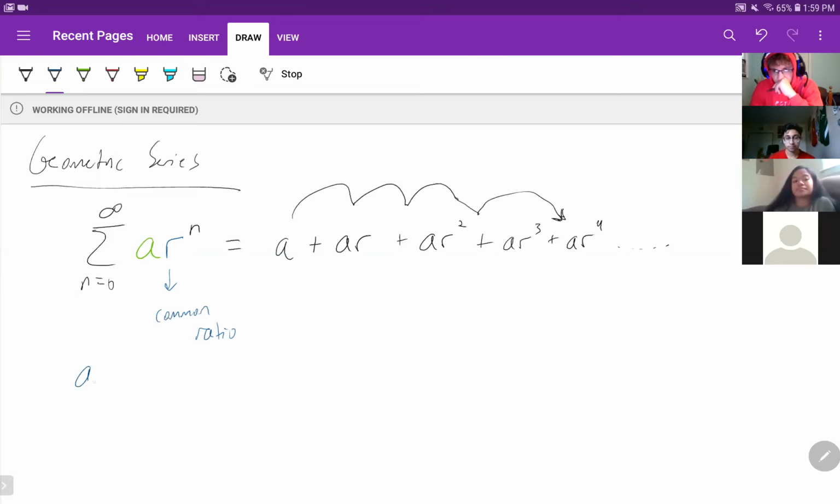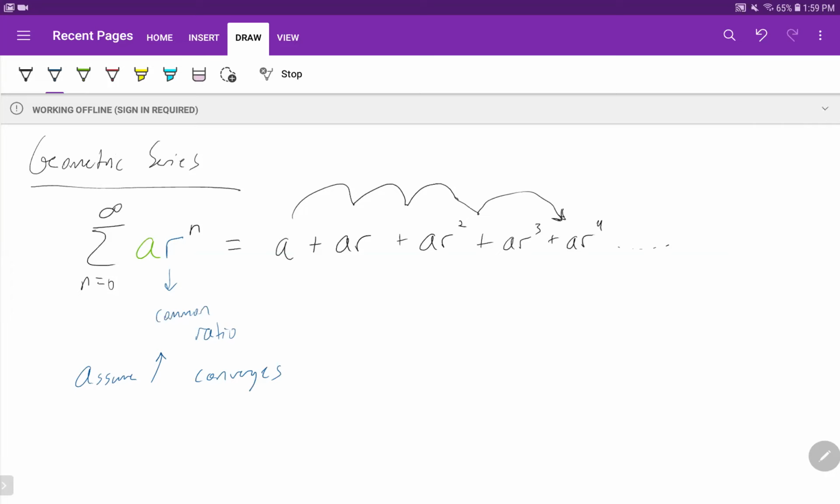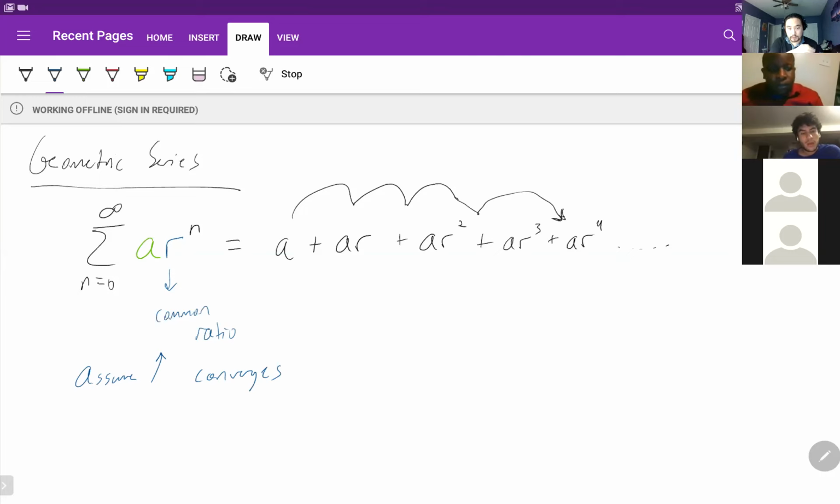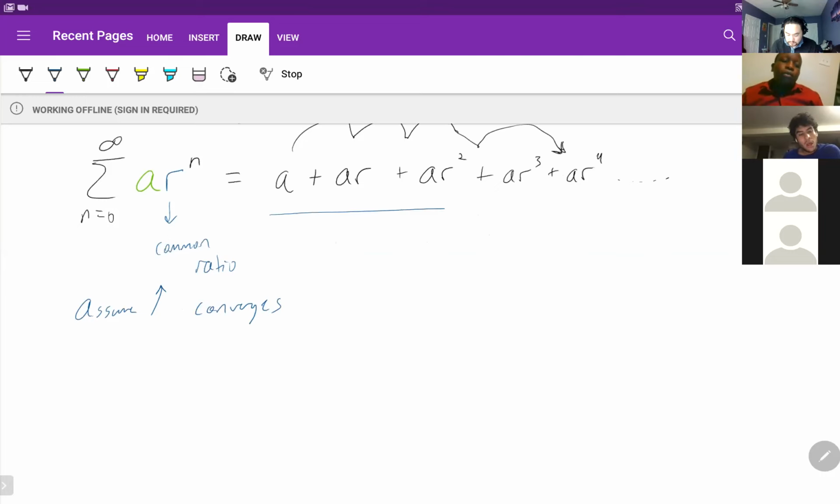So we're going to assume that this converges, right? Because we're trying to figure out the formula for how to sum this up, how to get a finite answer. Does that make sense? So we're going to assume that when you add it all up, you get a value, and we're going to call it S for sum.